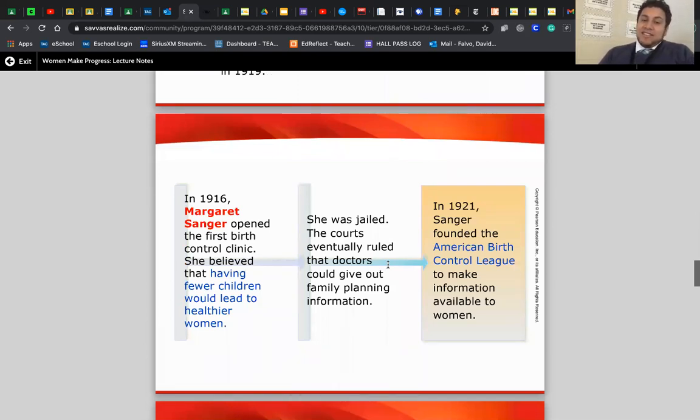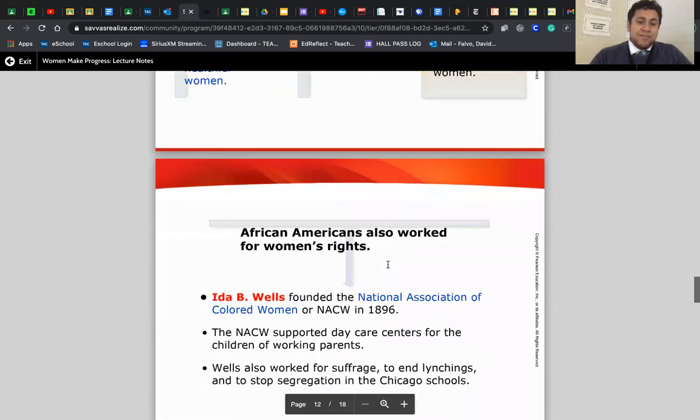So in 1916, Margaret Sanger opened the first birth control clinic because she believed that having fewer children would lead to healthier women. So she was jailed. The courts eventually ruled that doctors could give out family planning information. In 1921, she founded the American Birth Control League to make information available to women.